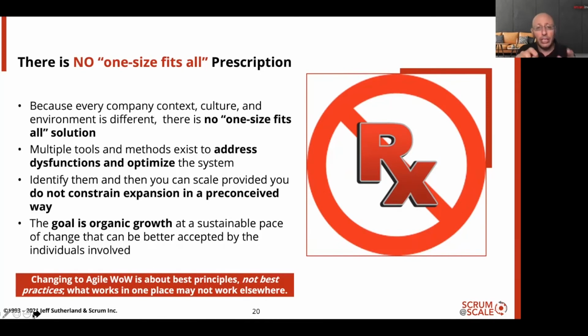Try to remember that changing to agile ways of working is not about best practices that work elsewhere. It's about best principles. What works in some place, even if you're in a financial institution, what worked over at ING Bank might not work for you. What worked over at Bosch, if you're in manufacturing, might not work for you. What worked over at Dell, if you're in software, might not work for you. So try to figure out the best principles and then apply them and figure out your own best or leading practices. I prefer leading practices because once we say best, it means it can't get any better. So figure out the leading practices that work for you.